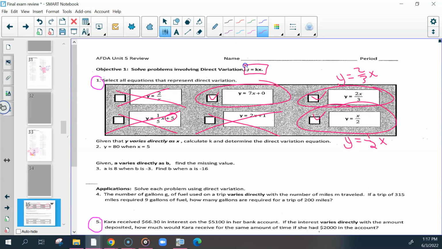You could also go into your calculator, put in y equals these equations, and see which ones are lines that go through 0, 0. Questions on that first part?